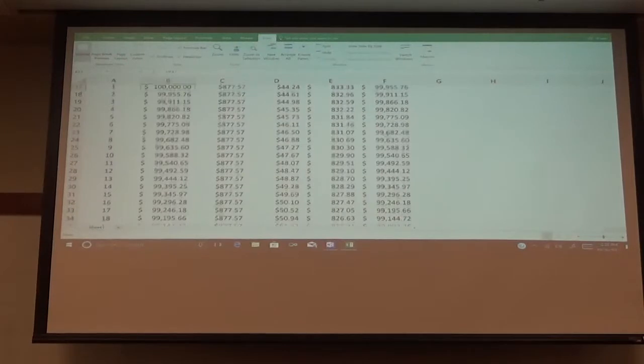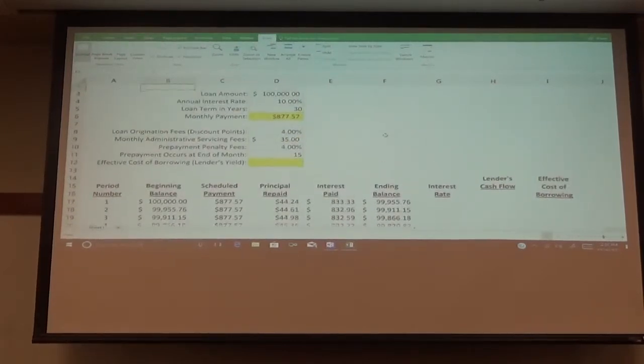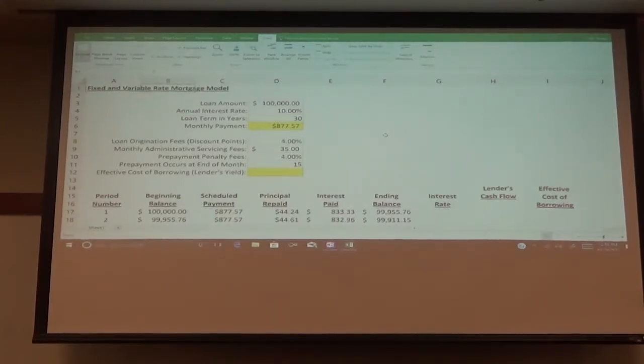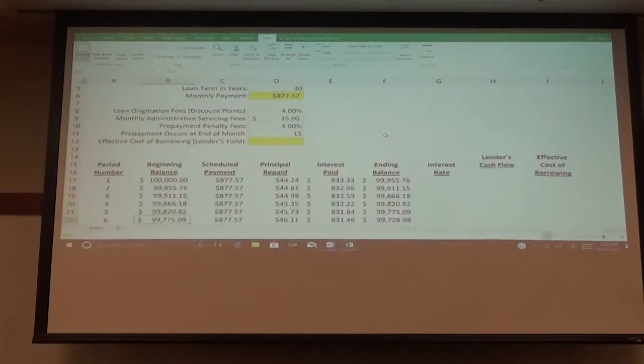At this point, we have completed just the simple fixed rate mortgage model, in terms of the normal basic functionality of loan amount, interest rate, and loan term, and then the amortization schedule. Okay? Is everybody comfortable with that?